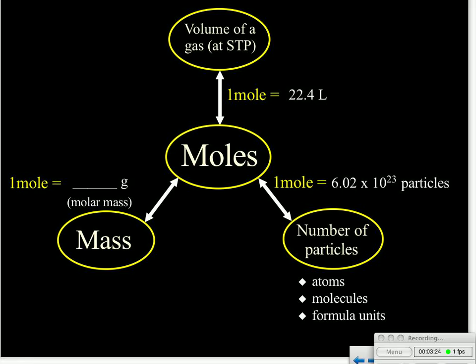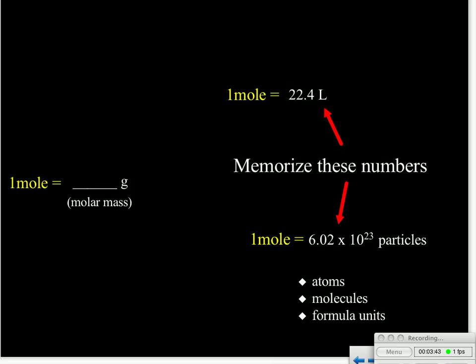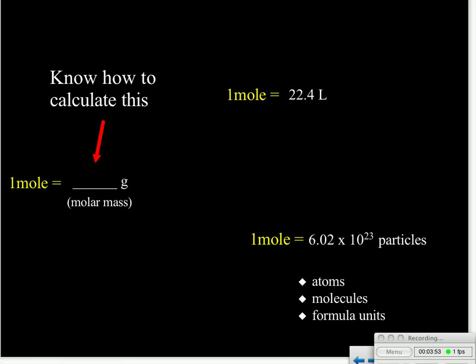Now, at this point, we should say the star of our show here is the mole. All of these conversion factors that we're using are on the basis of 1 mole. So later on, when we're doing our dimensional analysis, when we plug in our numbers for the mole, it will always be 1 mole, which means you need to memorize some of these other numbers. You should memorize 6.02 times 10 to the 23rd particles in a mole and 22.4 liters in the mole. And you should know how to calculate the molar mass. If you don't know how to do that, you can go look for my video, Calculating the Molar Mass. It's all laid out there.